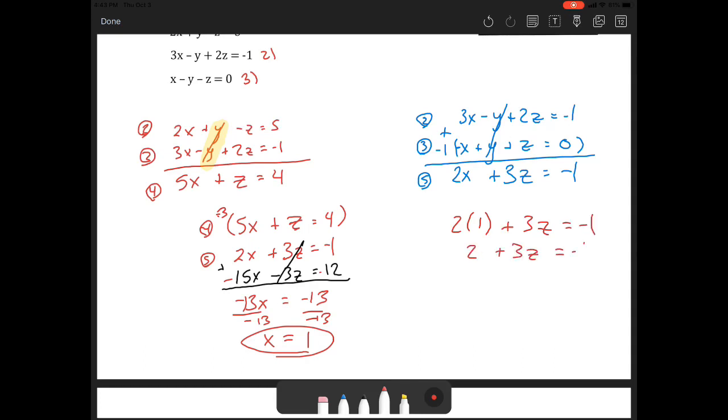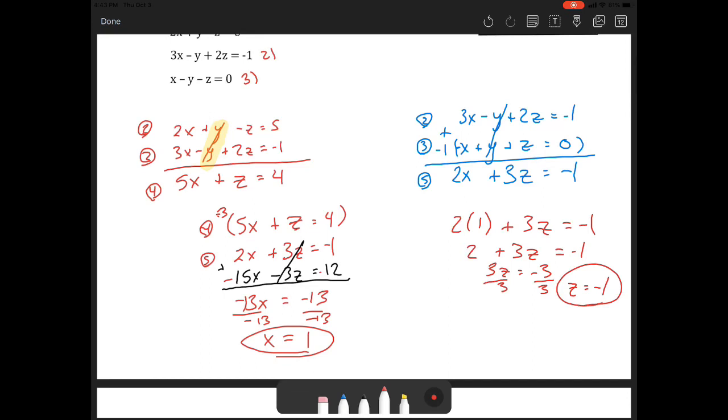So then I have 2 plus 3z equals negative 1. That's going to give me 3z equals negative 3, divided by 3. And I get z equals negative 1. So now I can take both of these and plug back into one of my original equations.